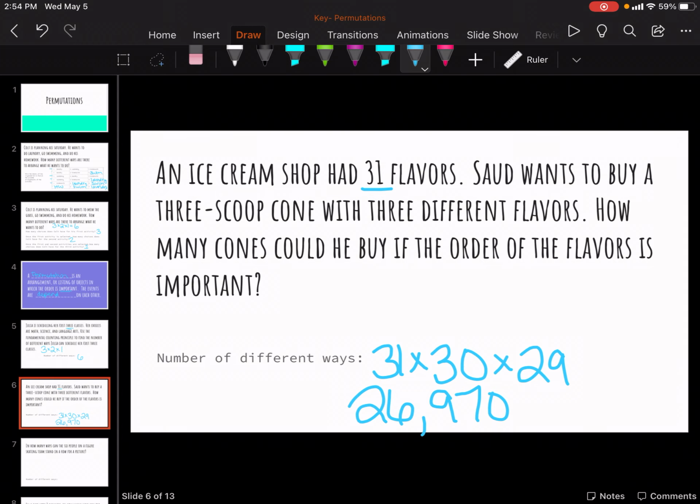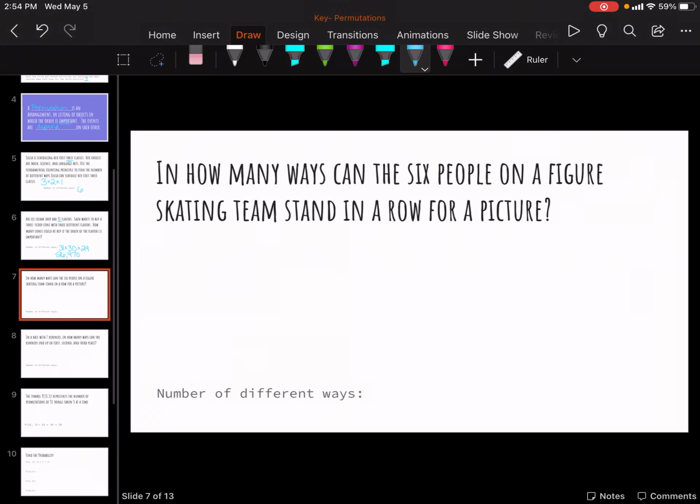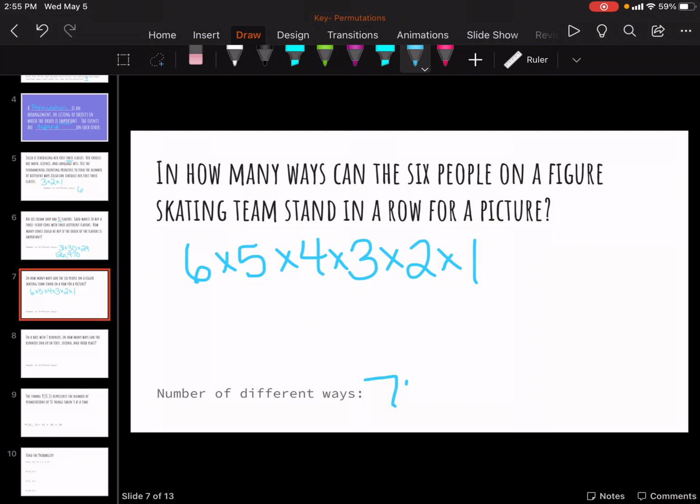He's only getting 3. How many ways can 6 people on a figure skating team stand in a row? Well, the first spot, there's 6 options. The second spot, there's 5 different people that could be there. 4, 3, 2, and 1. For this one, we went all the way down to 1 for that last spot because it does matter and everyone's included. 6 times 5 times 4 times 3 times 2 times 1 gets me 720 ways.